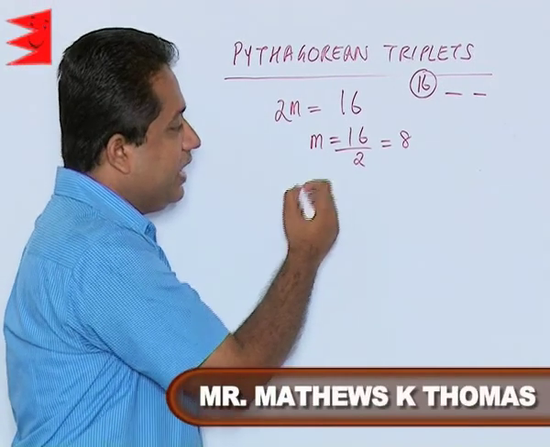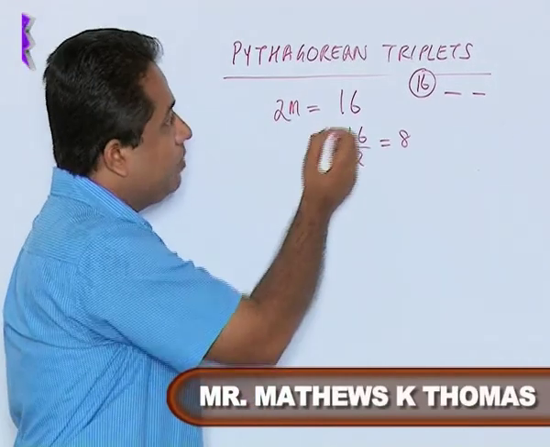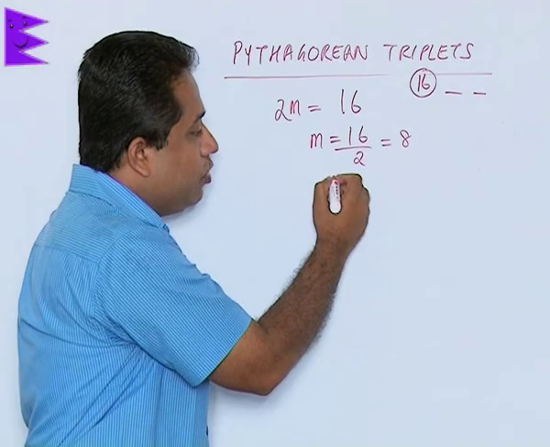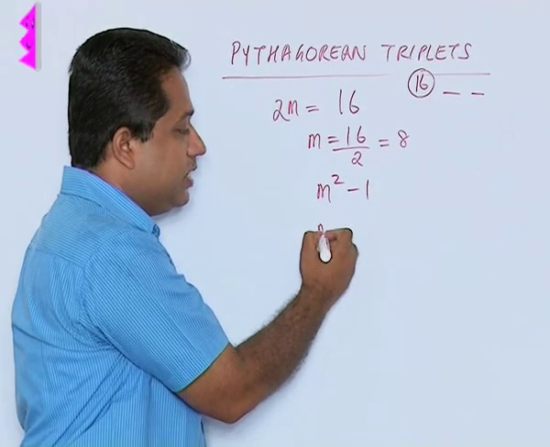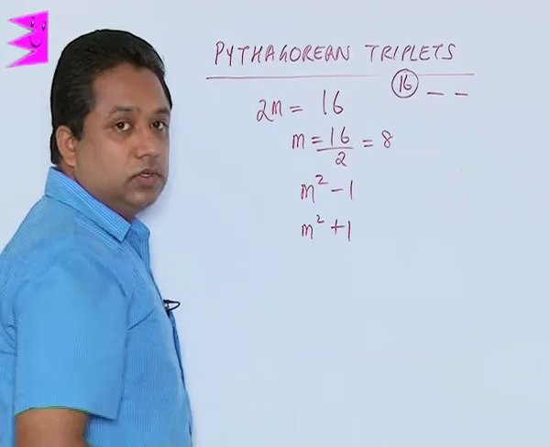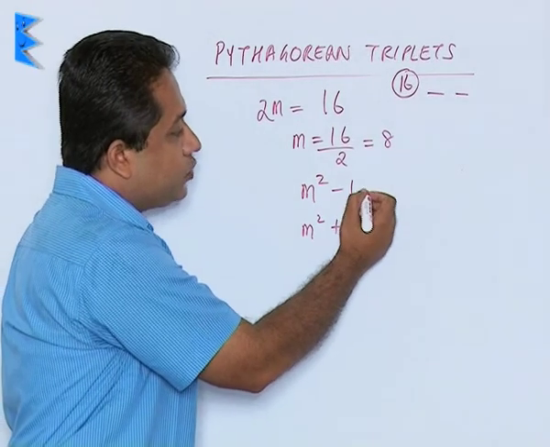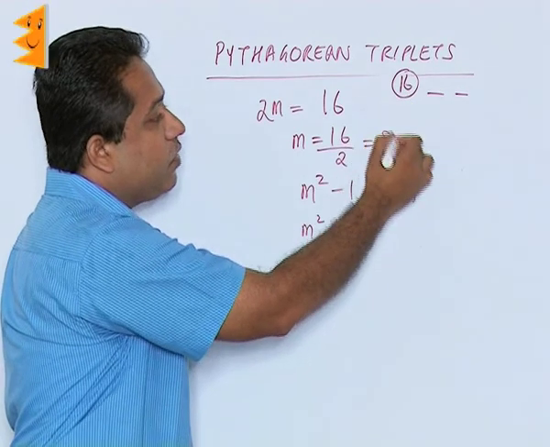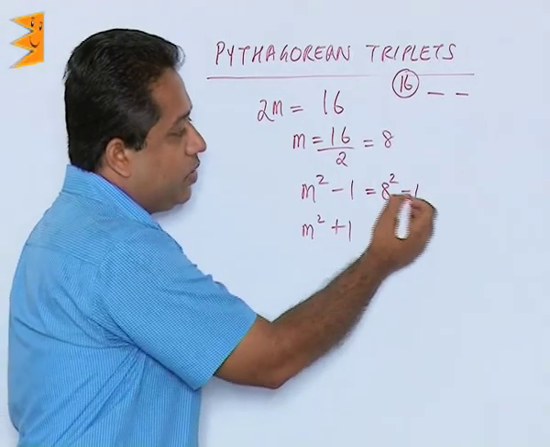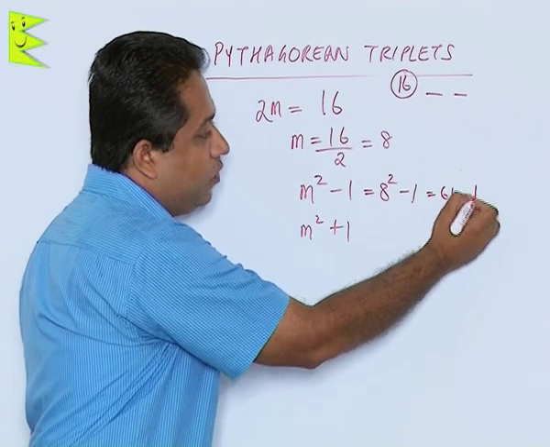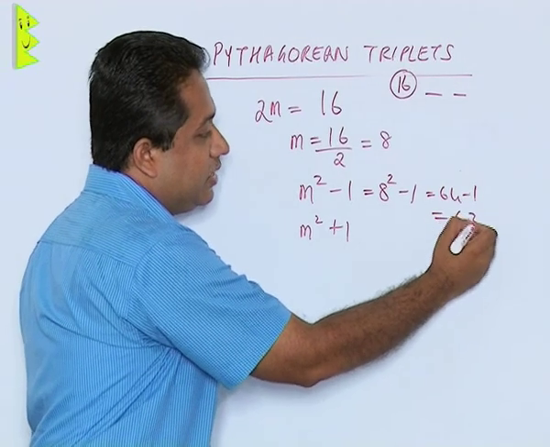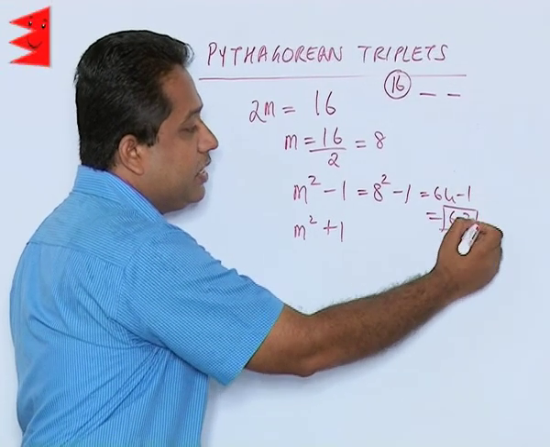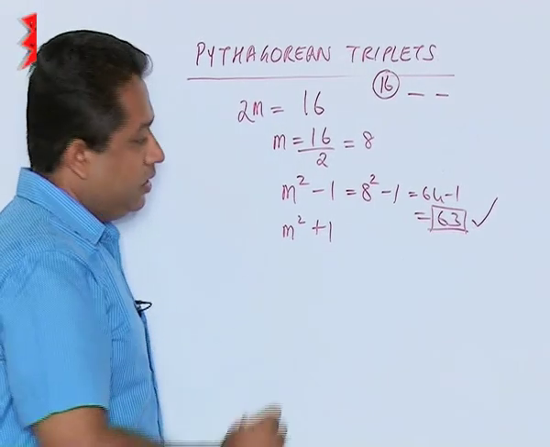Now, to find the second and third member of this Pythagorean triplet, we are going to use the formula m square minus 1 and m square plus 1. So, m square minus 1 we will say 8 square minus 1, because the value of m that we had found out was 8. So, 8 square minus 1 we get 64 minus 1. So, we get the second member of the Pythagorean triplet as 63.